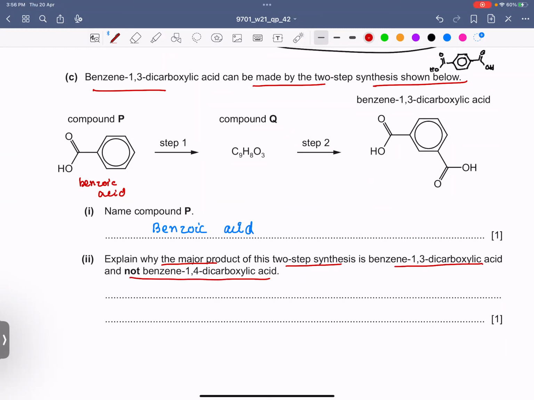Yes, can anybody recall? It's electron withdrawing, so they are more likely to substitute at positions 3 and 5. Very good. There is a COOH group.